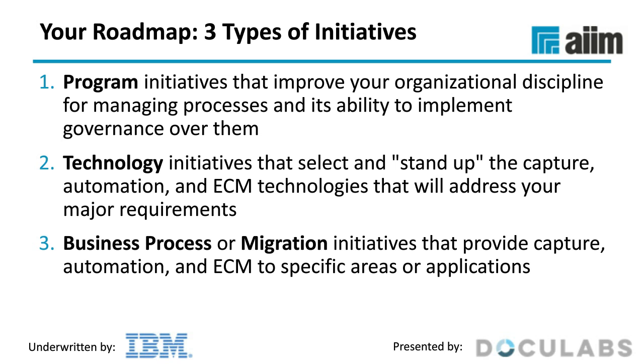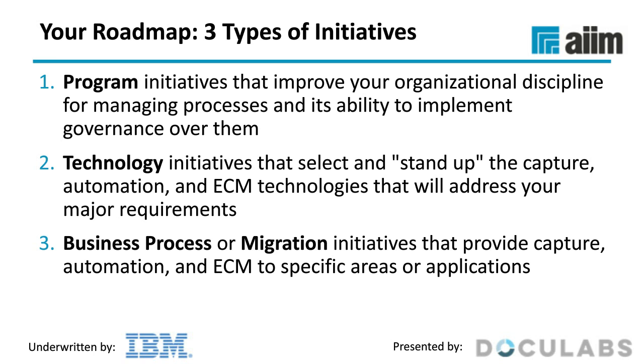And in your roadmap, we find it most effective to have three types of initiatives. We call them program, technology, and business process or migration. Program initiatives are those that improve your organizational discipline for managing processes and your ability to implement governance. So these are the non-technology things you have to do, like operations and HR and financial management. Then technology initiatives, which are to select and stand up the technologies, whether it is cognitive capture or your scanners or your buckets, your ECM repositories, and so on.